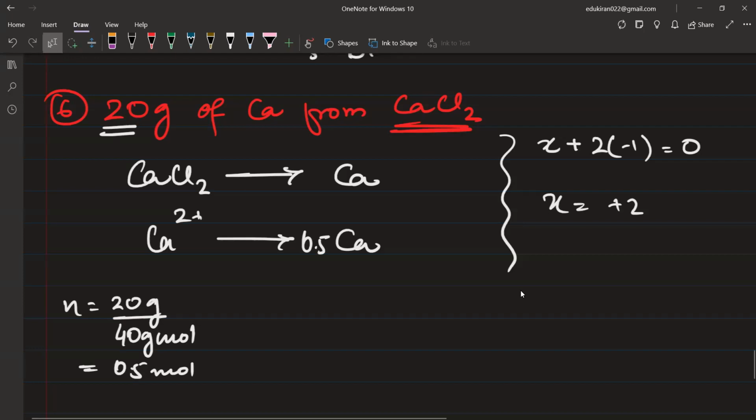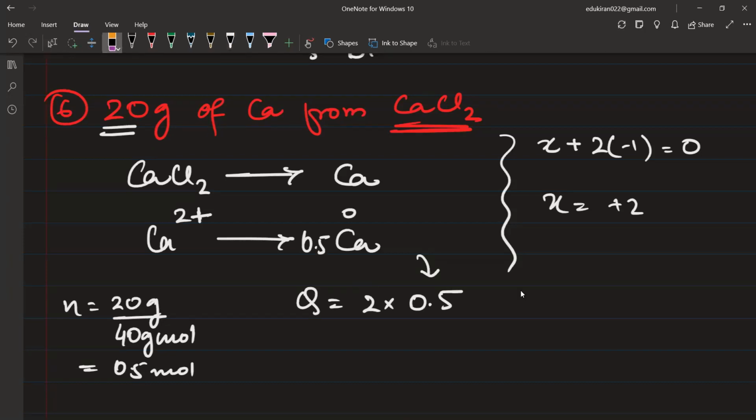Now the number of electrons that is used is equal to 2 into 0.5, right? The delta OS is equal to 2. And how many moles do we need? We need 0.5 moles. So delta OS into the number of moles that we need. This will be equal to 1 Faraday. This was just easy. Happy, guys.